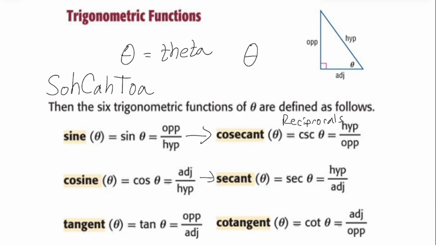Cosine and secant are reciprocals. Secant is hypotenuse over adjacent. And tangent and cotangent are reciprocals. They are adjacent over opposite. Disregard the "co" in the names. The "co" functions don't go together as far as reciprocals go, except tangent and cotangent.